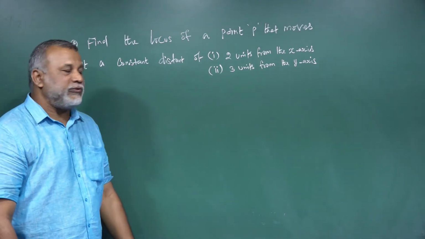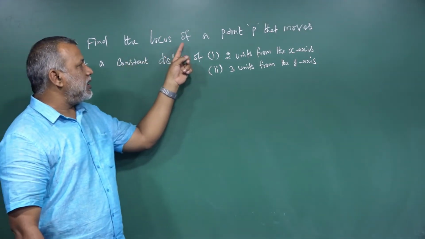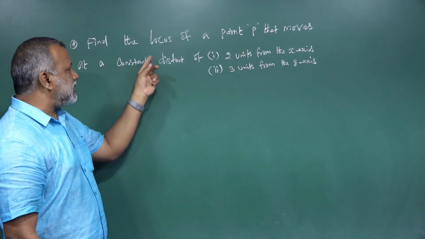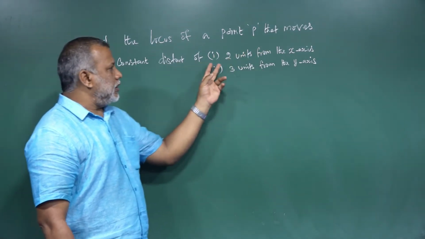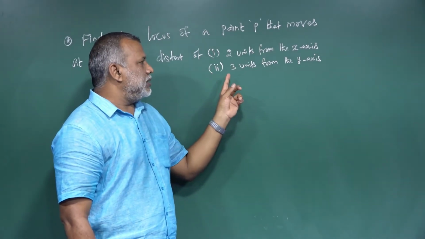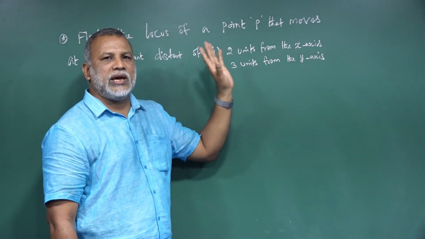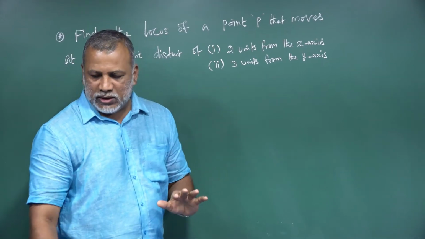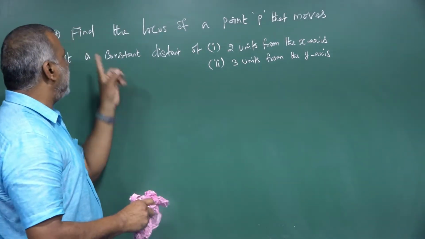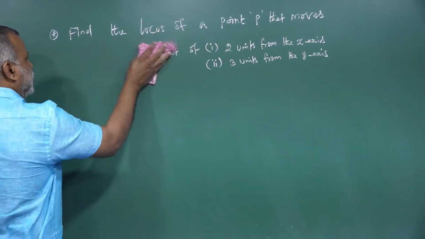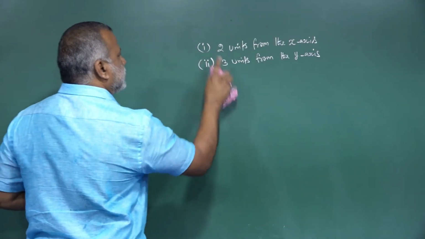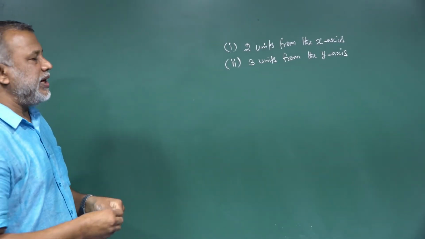Read the question carefully. Find the locus of a point P that moves at a constant distance of, question number 1, 2 units from the x-axis, and another, 3 units from the y-axis. This is the given question. Now listen carefully. We have to find the locus of a point that moves at a constant distance of 2 units from the x-axis.